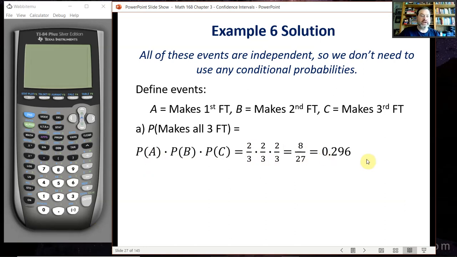However you want to do this on your calculator is fine. I've seen people put it in parentheses, like 2/3, and I've seen students do it as 2/3 cubed. That's fine, however you want to do it. You don't really have to show a lot of arithmetic for these. So if the player is a 2/3 probability free throw shooter, there's about a 30% chance he's going to make all 3, which is pretty good odds, right? All right, let's go back.